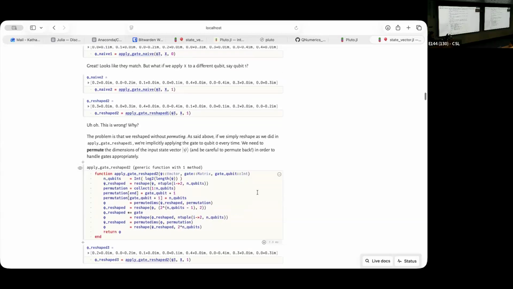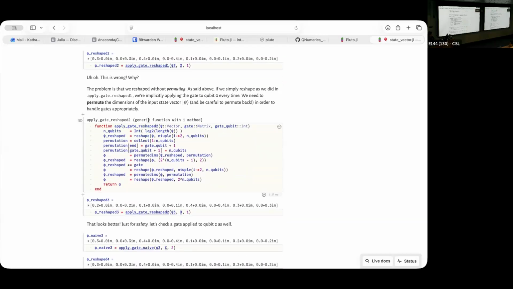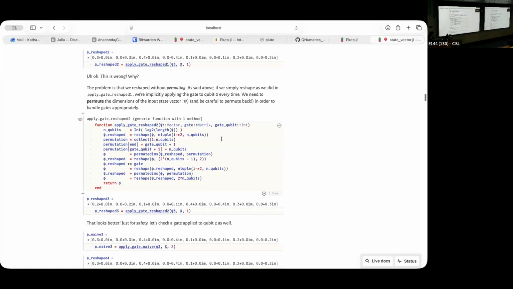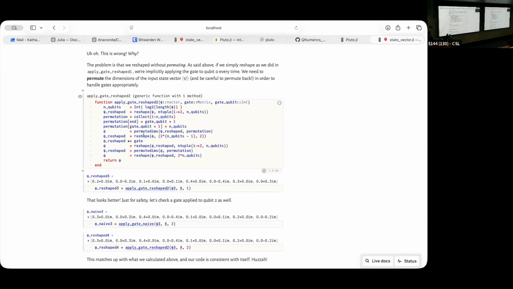So a less naive version of this is a function I wrote here, apply gate reshaped 2. I probably should have given this a slightly better name, like apply gate reshaped better or something like that. So sorry. But again, here we just reshape psi to an n tensor, where each leg of the tensor is of size 2. And then we work out the correct permutation, depending on which gate qubit we're targeting. We permute the dimensions of the reshaped psi.